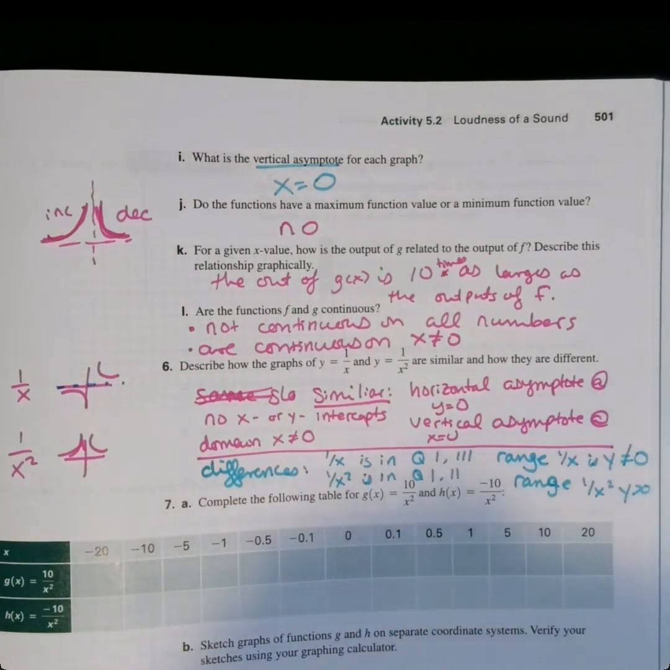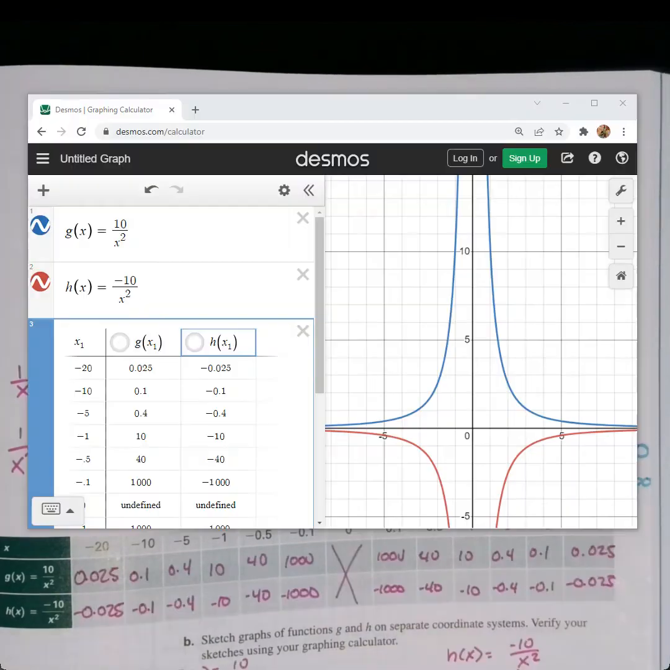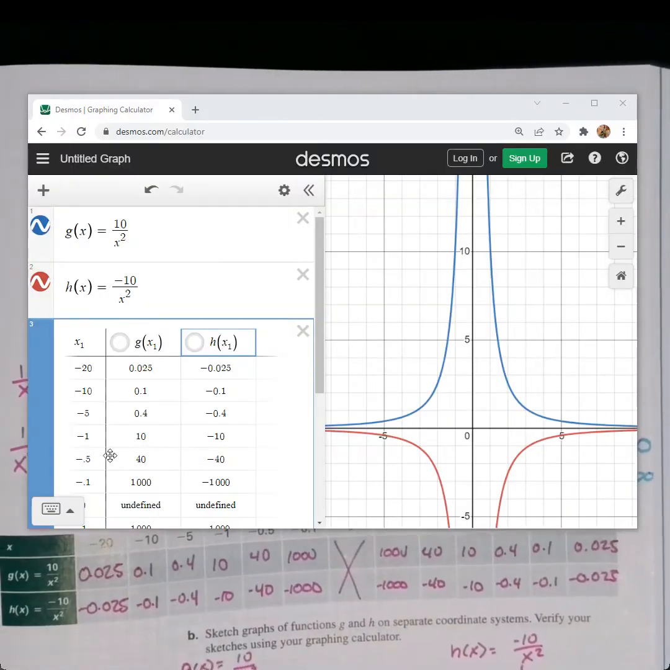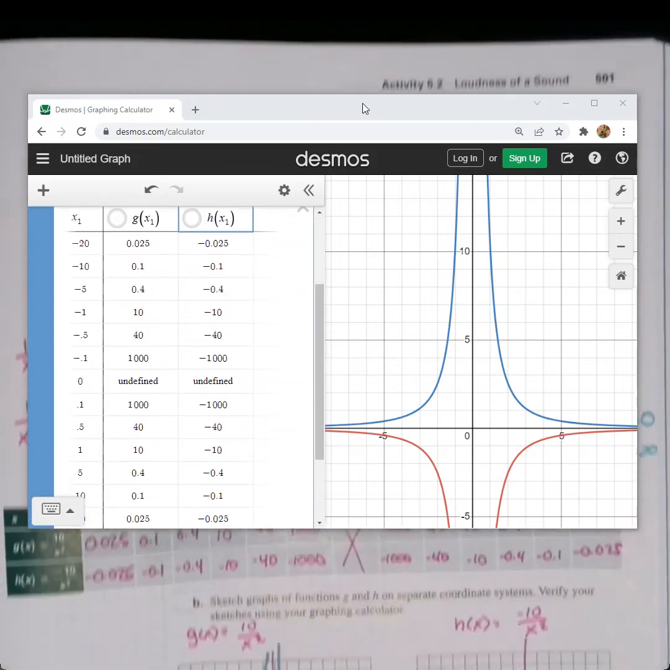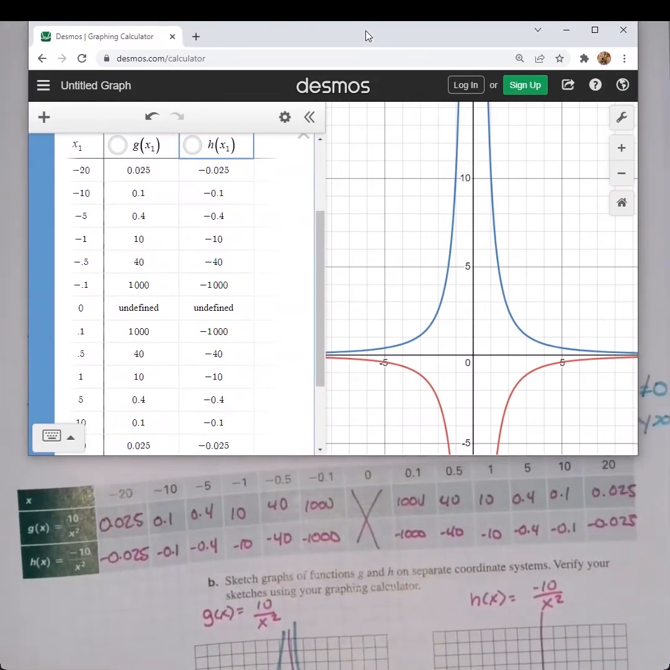Okay, so I've got another table and another pair of graphs to do here. Let me get those started. All right, so I got my functions entered. I have their graphs up here. You can see them in my book down there below for the table.